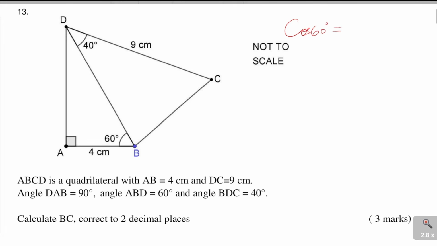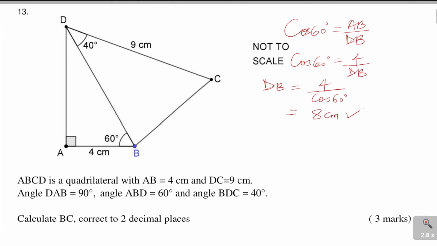Cosine of 60 is equal to the adjacent side, which is AB, divided by DB. So this will help us to get DB. So cosine of 60 degrees is equal to AB, which is 4 centimeters, divided by DB. So DB will be 4 divided by cosine of 60. Using a calculator, this will give 8 centimeters. So DB is 8 centimeters.